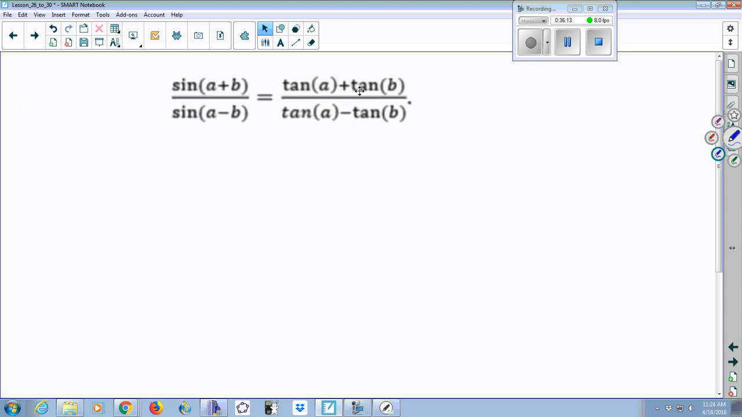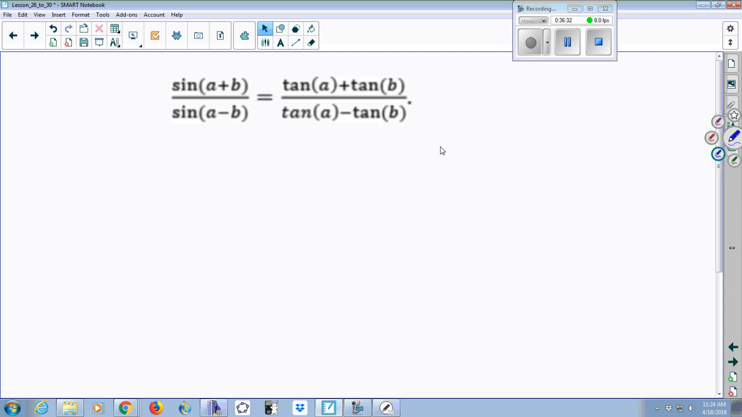Do I know where to go when I look at an identity? No. When I first see an identity, I don't know whether I should start on the left side or the right side. Sometimes they say start with the side that's more complicated. That's what you hear some teachers say. Okay? I don't know which side to start with here.